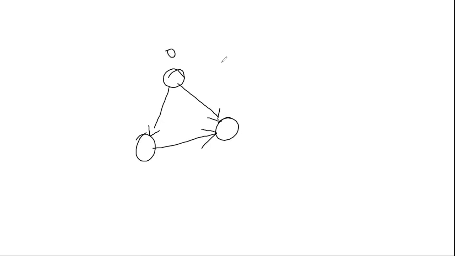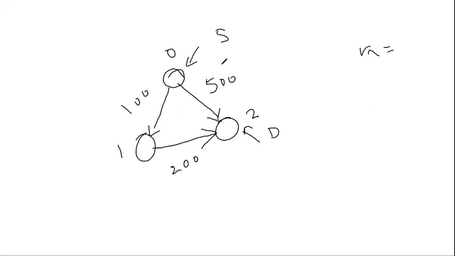So suppose this is how our graph used to look. So this was 0, this is 1, this is 2, weight was 100, 200, and 500. And this is the source, and this is the destination, right? We can have a value of k equal to 2.